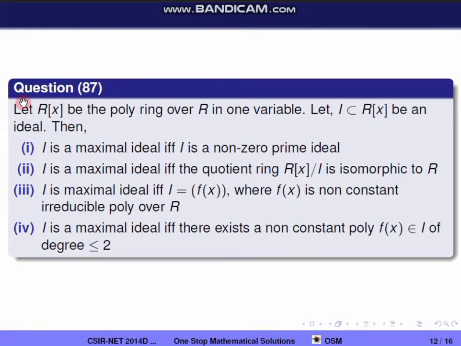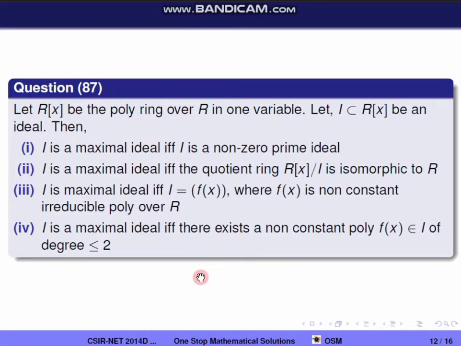Next question, question 87. Let R[x] be the polynomial ring over R in one variable. Let I, a subset of R[x], be an ideal. Then, so here they are given a polynomial ring and an ideal I. Then we have to find which of the following options is correct.